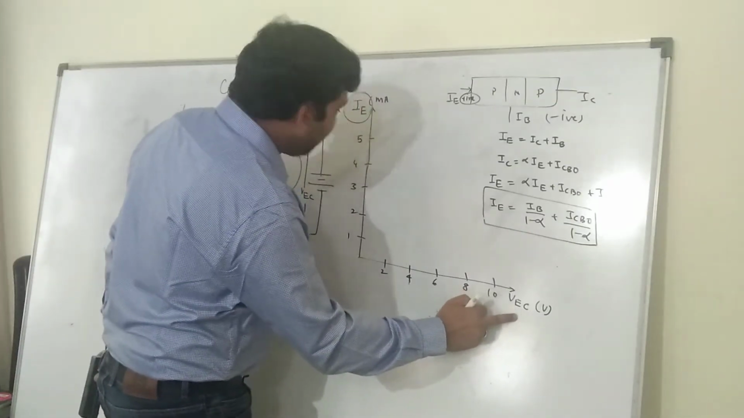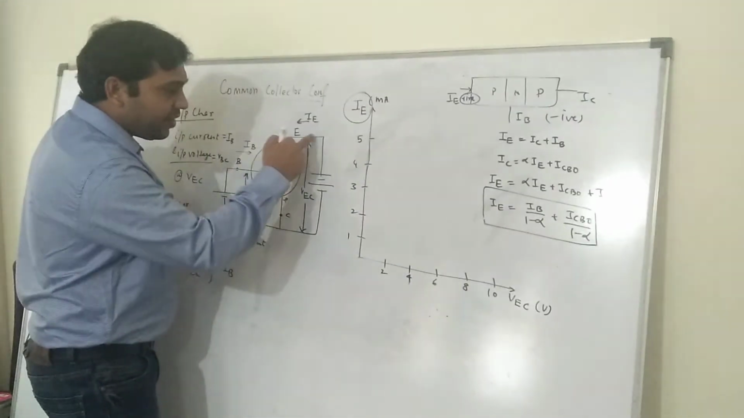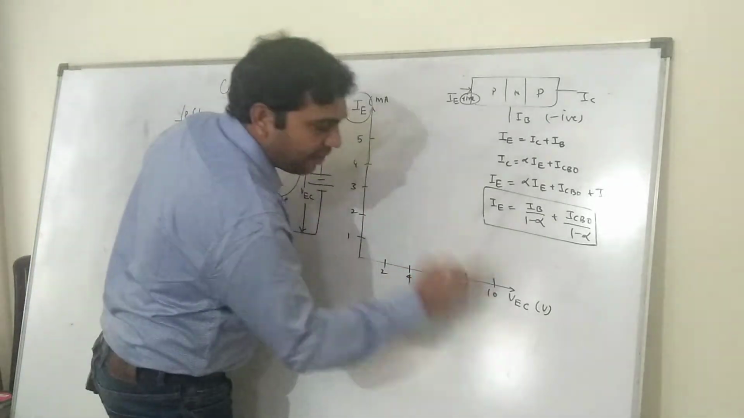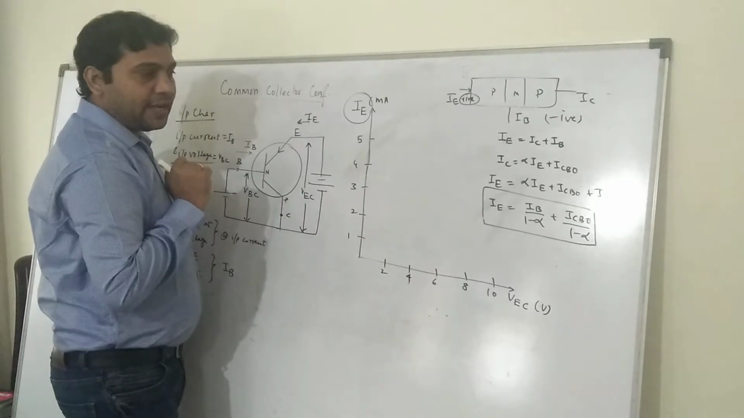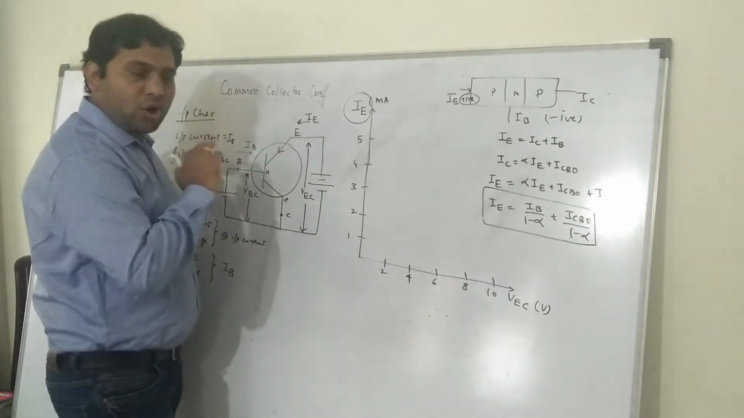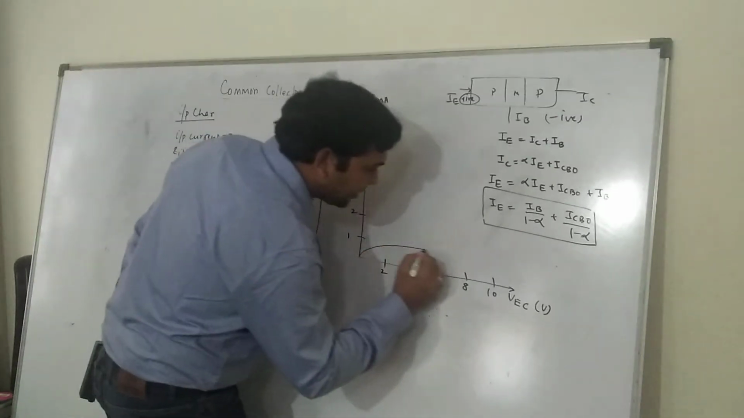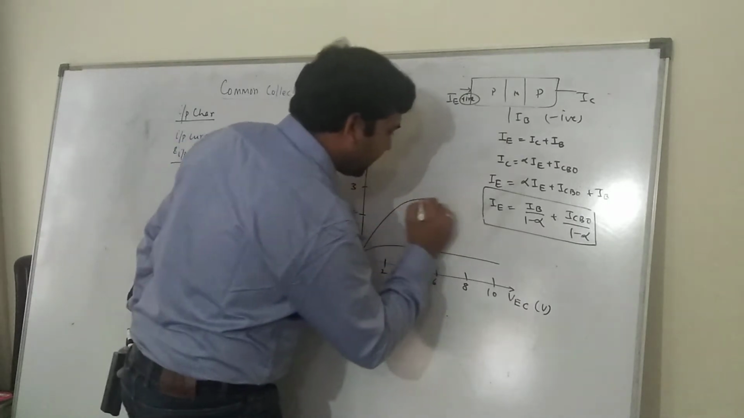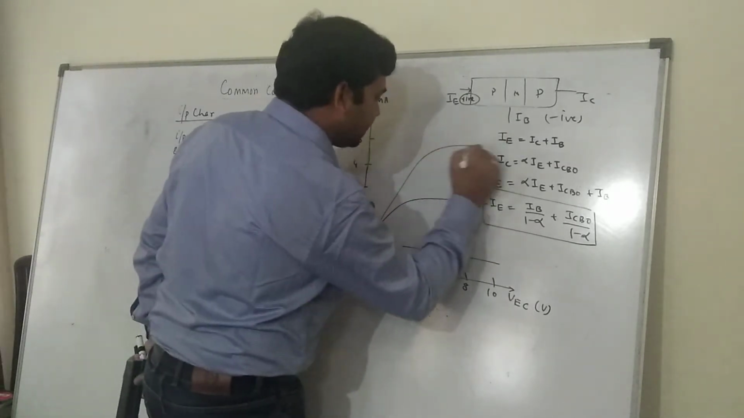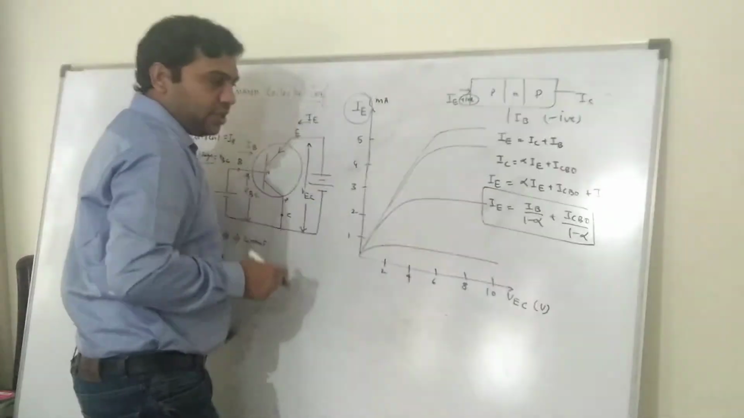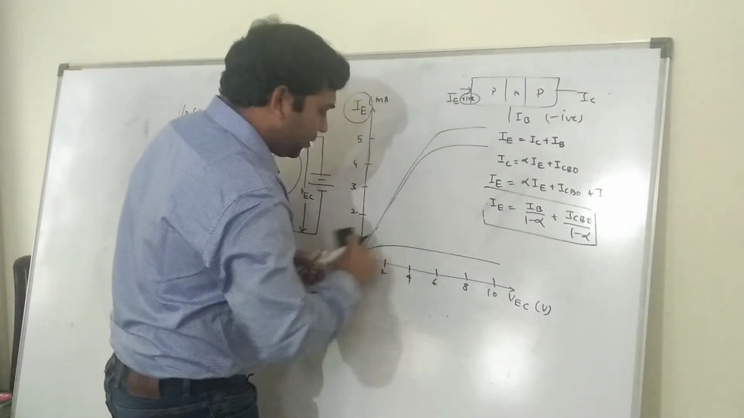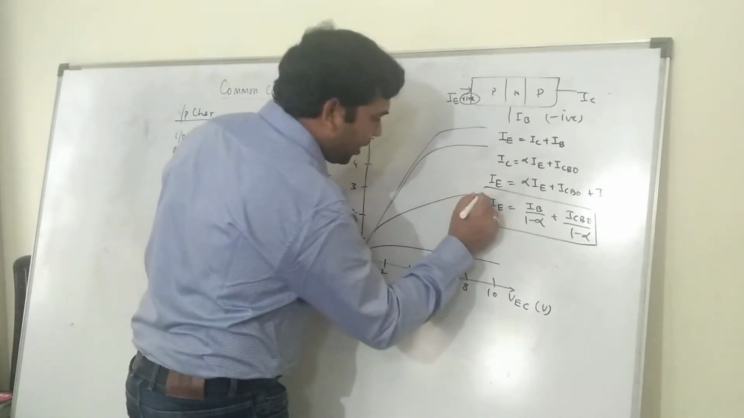In common emitter we have taken VCE, here we have VEC, that's why the sign gets positive here. Now the characteristics is almost the same. So you have characteristics like this, like this, like this. So you have a characteristic similar to this, and we have a slope here.